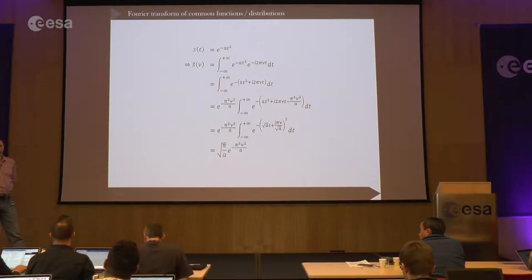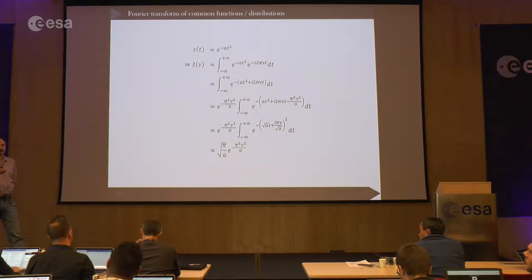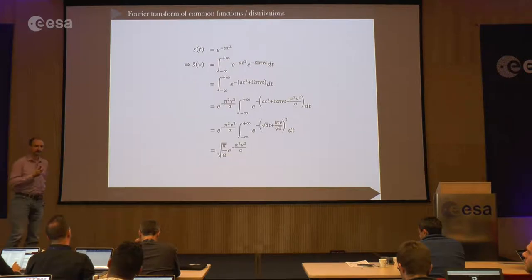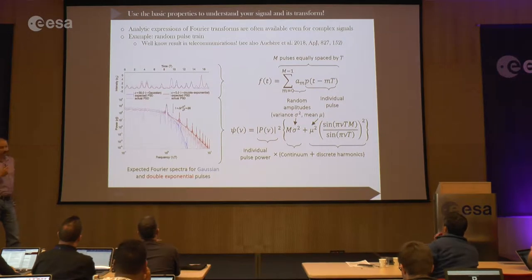If you see a Gaussian in your Fourier spectrum, you know that there must be a Gaussian somewhere in the measurement domain. If you see damped oscillations in your signal, you know that has a computable signature in the Fourier spectrum. And you should try to compute that and see if you expect the right properties, because in many cases it's feasible to compute analytic solutions. So that's one example.